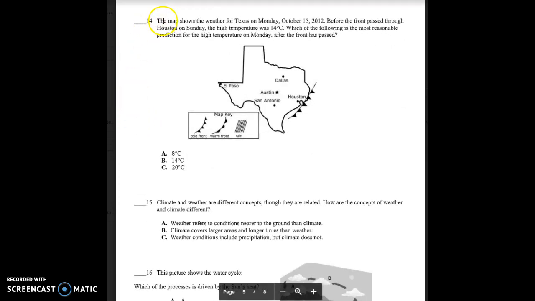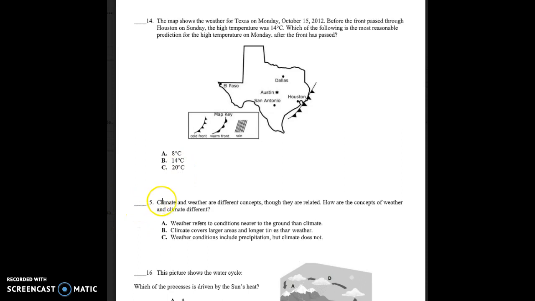Number 14. The map shows the weather for Texas on Monday, October 15, 2012. Before the front passed through Houston on Sunday, the high temperature was 14 degrees Celsius. Which of the following is the most reasonable prediction for the high temperature on Monday after the front has passed? A. 8 degrees Celsius. B. 14 degrees Celsius. C. 20 degrees Celsius.